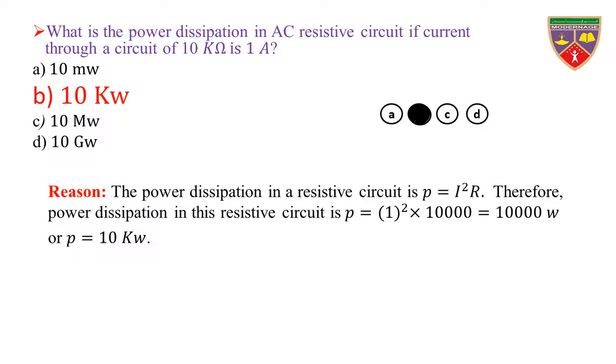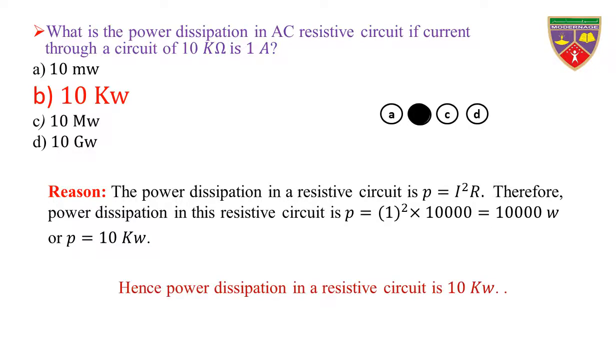Reason: the power dissipation in a resistive circuit is P is equal to I square R. Therefore, power dissipation in this resistive circuit is P is equal to 1 square into 10,000, which is equal to 10,000 watt, or P is equal to 10 kilowatt. Hence, power dissipation in a resistive circuit is 10 kilowatt.